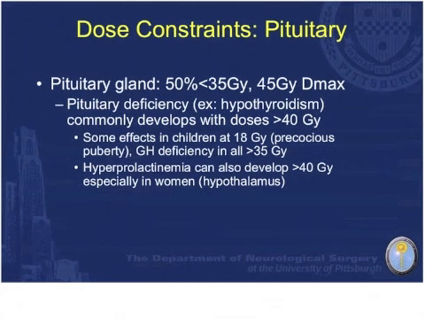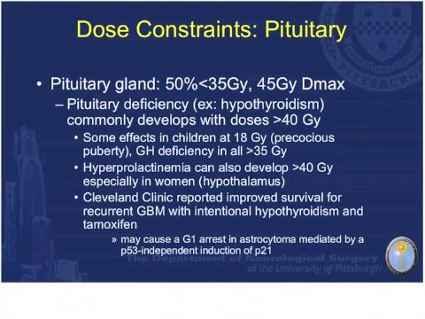And of course, there are dose constraints for the pituitary, where 50% of the gland getting less than 35 gray potentially can lead to pituitary deficiencies. And Dr. Germano showed very nicely that at 10 years, patients receiving fractionated radiation to that region typically are almost all showing signs of hypopituitarism. Of course, in a glioma situation, that's maybe a little less relevant.